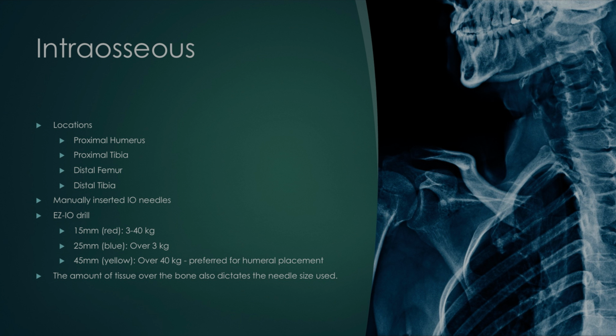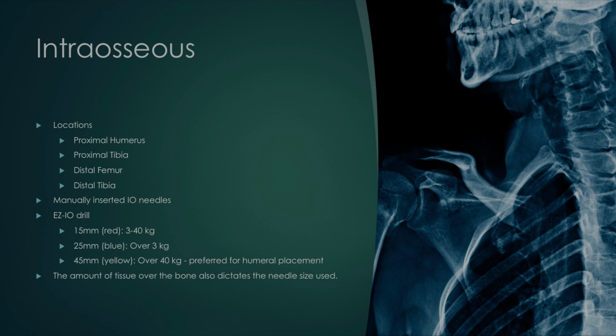Common sites include the proximal humerus, proximal tibia, distal femur, and distal tibia. In practice, the proximal humerus and proximal tibia are the most frequently used sites, with the humeral site being especially effective in adults due to rapid flow into central circulation.